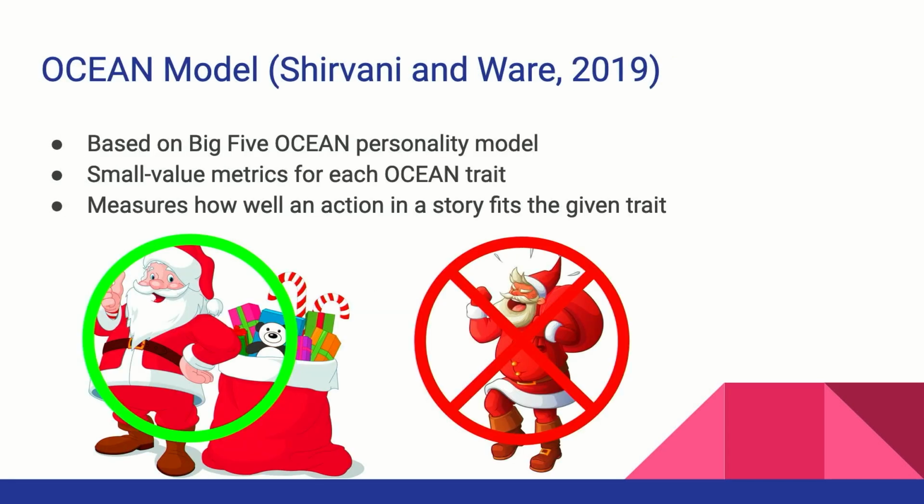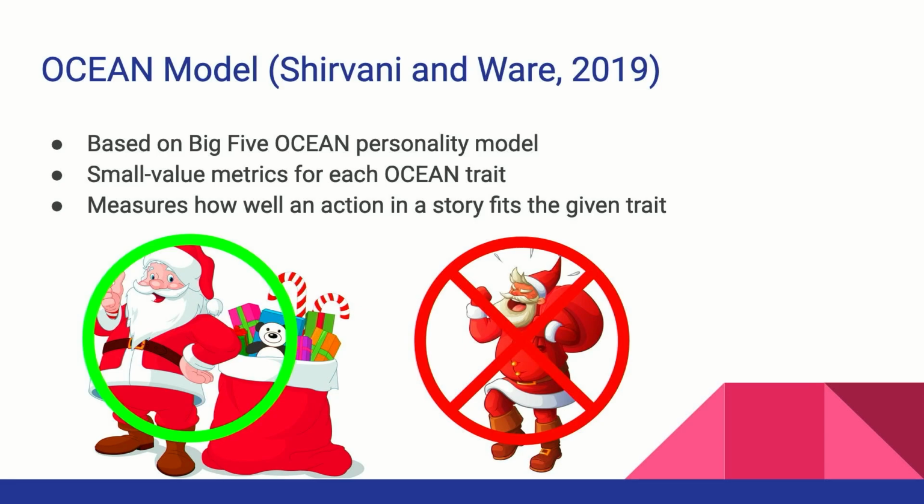So what we worked on was the OCEAN model designed by Shivani and Ware in 2019. This was based on the Big Five OCEAN personality model. The way it worked was it essentially produced a set of 12 different metrics or values that could be measured and mapped out to collectively analyze how well a given action during a story matched up to each personality trait or attribute.